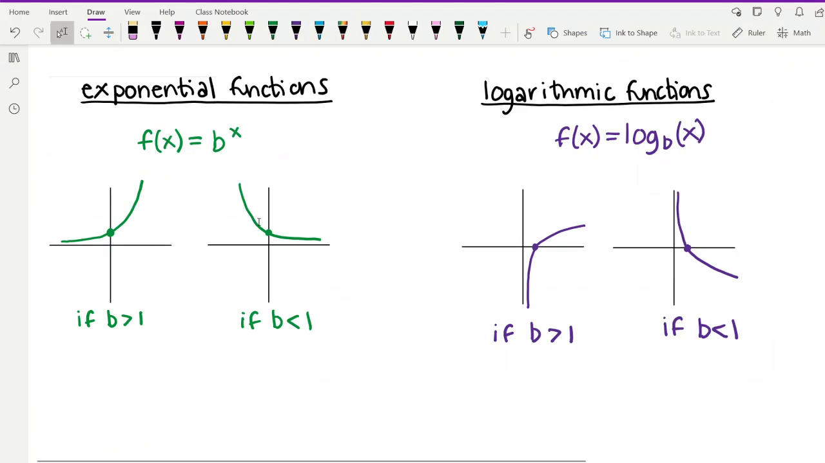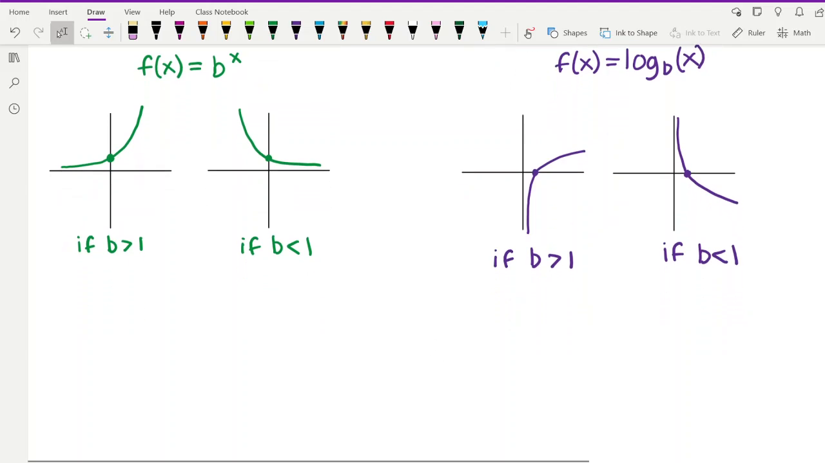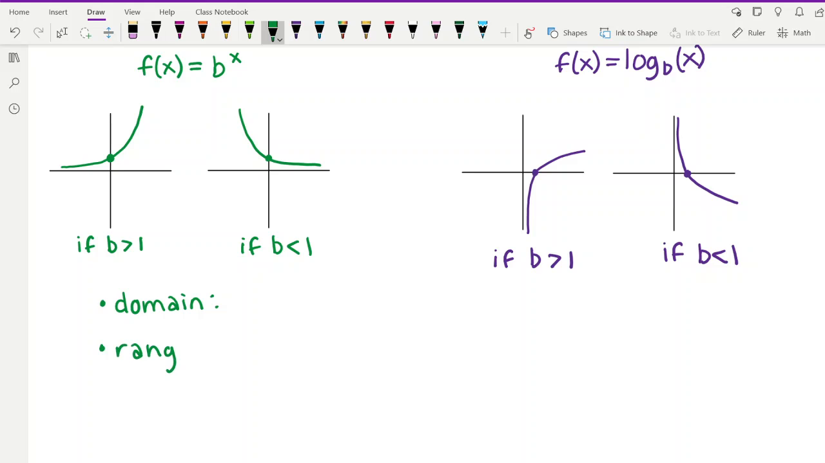So to answer that question about why logarithmic functions have to have a positive base that's not equal to 1: it's because they're the inverses of exponential functions. So if we have those restrictions on exponential functions, we also have the same restrictions on their inverses, which are logarithmic functions. Okay, so I want to write down a few more key features of exponential and logarithmic functions. I want to talk about the domain and the range, and then we'll also talk about asymptotes and intercepts.